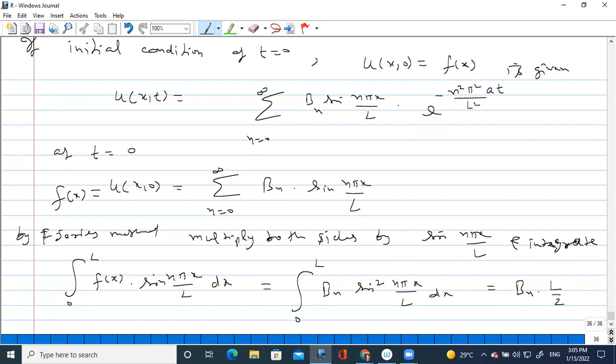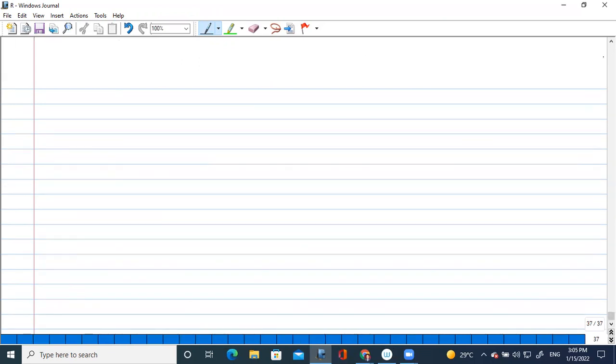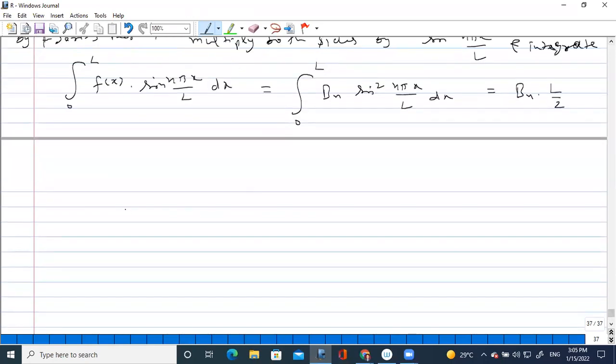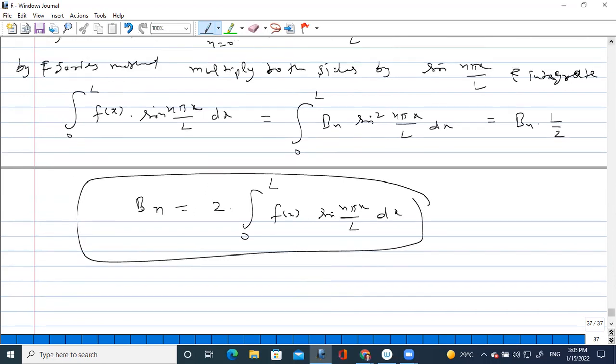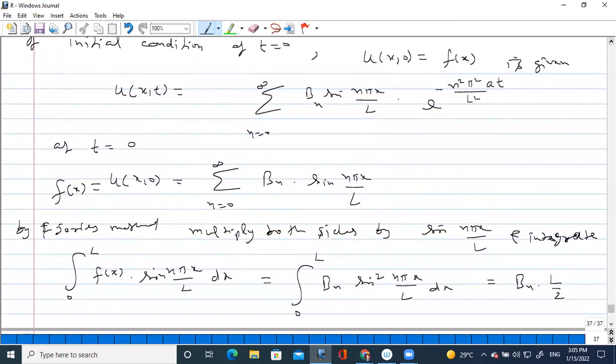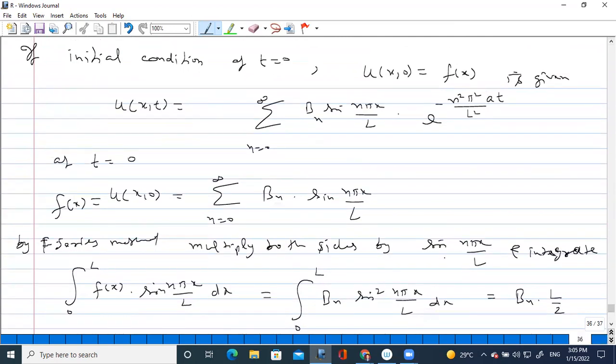And simply, this method is more simple than the earlier one. So simply you can find that Bn is equal to 2/L times the integral from 0 to L of f(x) sin(nπx/L) dx. So this will be the formula for finding out Bn. If f(x) is given, then you can find this Bn. If g(x) is given, then also you can find the Bn value.